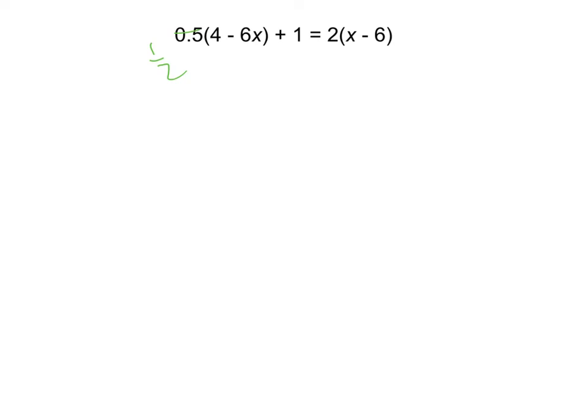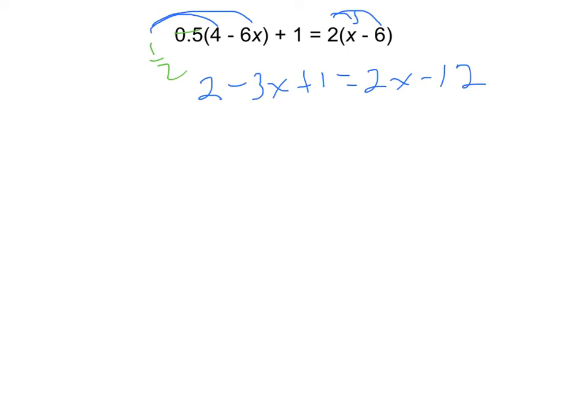Okay, so as I told you, I'm going to think of this as a 1/2. So I'm going to distribute the half times the 4, and half of 4 is 2. Half of 6x would be 3x, but a positive half times a negative 6x is going to be minus 3x. And we still have that plus 1. We're not going to forget about that. On the right side, we're going to multiply the 2 times the x. We're going to multiply the 2 times that negative 6, and so we get minus 12.